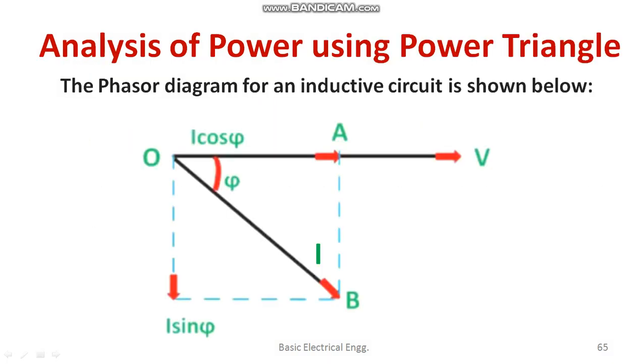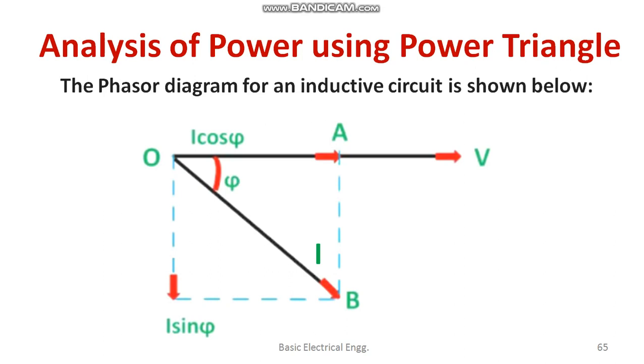Now we have to see how the real power, apparent power and reactive power are related. To analyze this, we have to draw a triangle called the power triangle. Let's understand what we mean by power triangle.